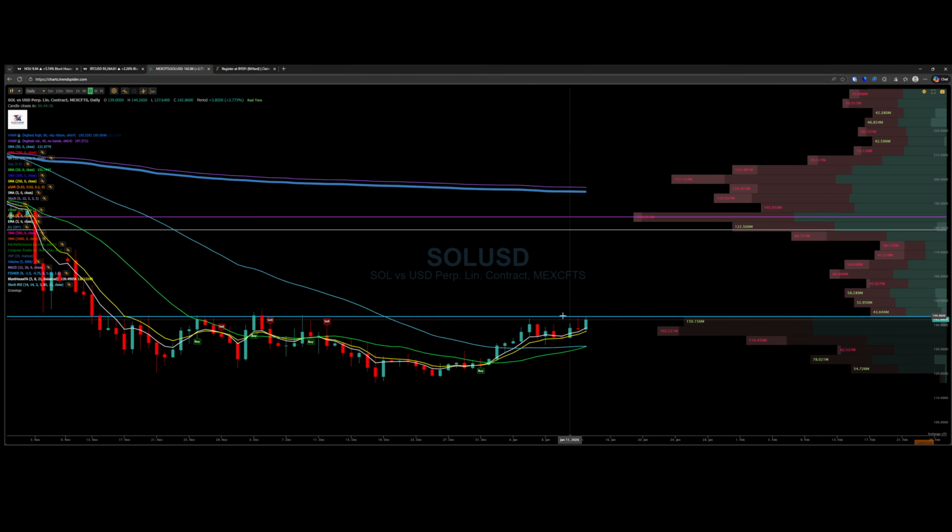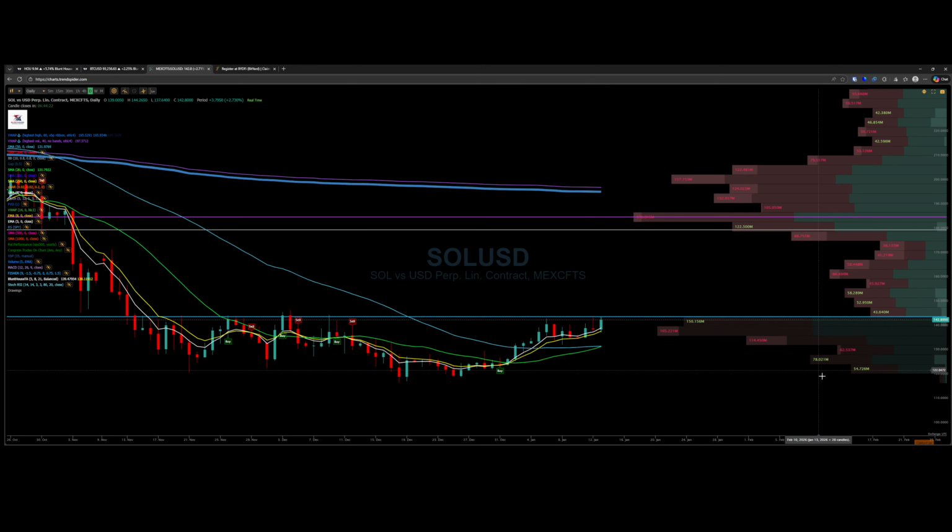It might struggle with the POC here for a little bit. Come back, bounce at these two levels of support, and that might be enough to springboard it above the POC and into the gap, or the lower value range rather, and into the gap. Now, we're not trying to predict the future. I'm just trying to lay out the up, down, and sideways possibilities.